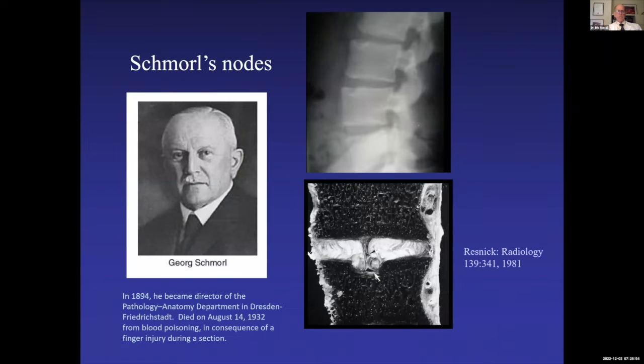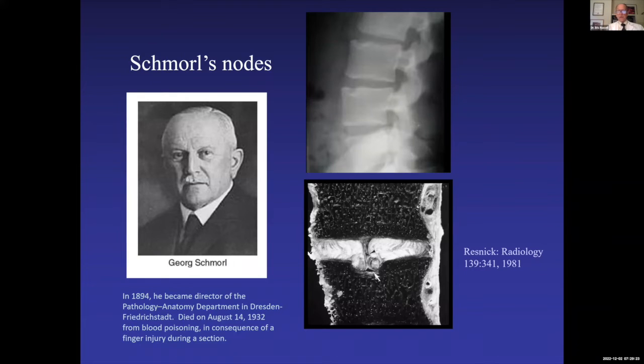This is a picture of Christian Georg Schmorl. Hope I'm pronouncing that correctly. Interesting because he was the director of pathology and anatomy in Dresden, Friedrichstadt, and he died several years after describing Schmorl's nodes, believe it or not, from a pinprick doing a section in his path lab, from blood poisoning that obviously they had no antibiotics to treat at the time, a tragedy.